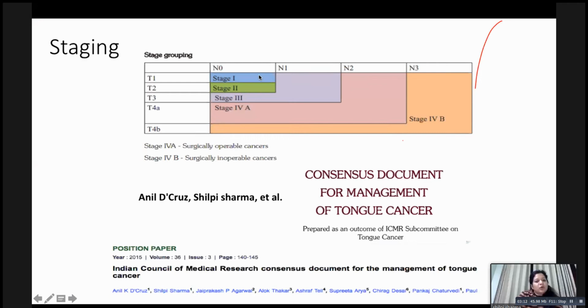So, when you have an N0 patient, just remember that for an N0 patient, the stage is dictated by the T classification. So, if you have N0 and T1, it is stage 1. If you have T2 and N0, it is stage 2. Once it becomes N1, it automatically becomes stage 3. So, up to T3, any N1 is stage 3. Once it becomes N2, whether it is T1, T2, T3, doesn't matter, it is minimum stage 4A. And if your patient is having T4B or N3, then it becomes stage 4B.